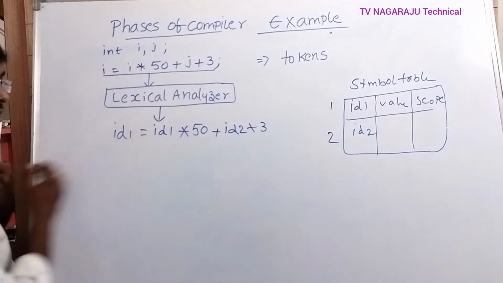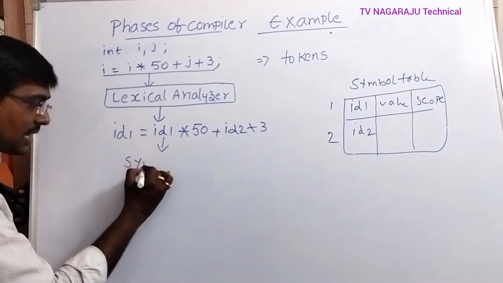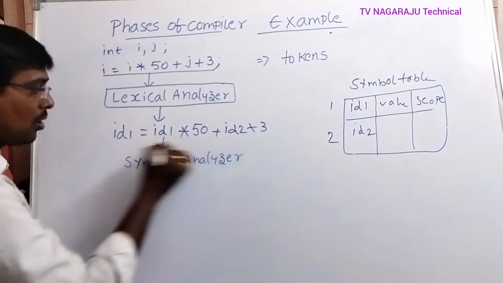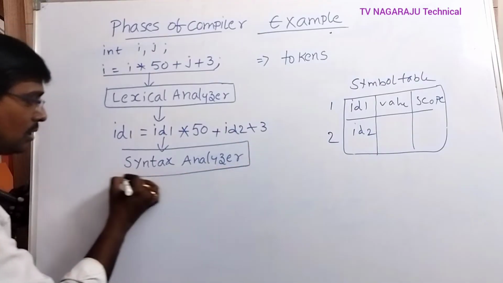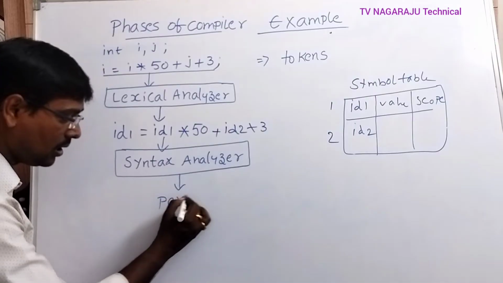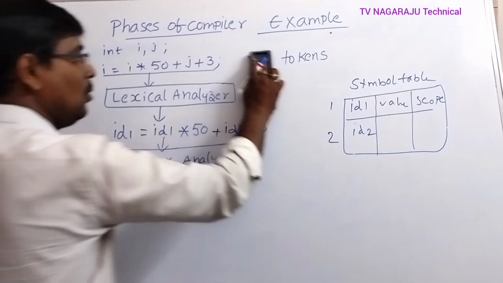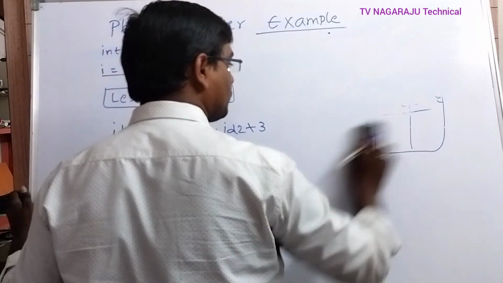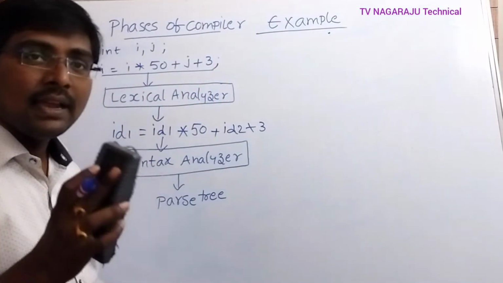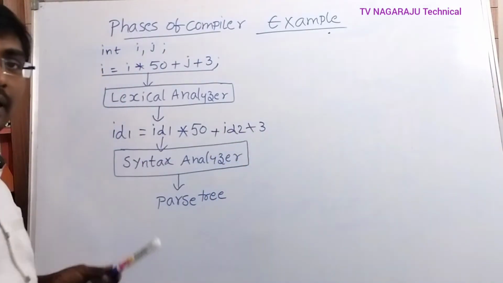Now, our thing is this tokenized information is passed as input to the second phase, syntax analyzer. What does this syntax analyzer do? The syntax analyzer simply constructs a parse tree. Now I will construct the parse tree. How is the parse tree constructed? In the parse tree, remember the internal nodes act as the operators. The remaining are called left and right child.